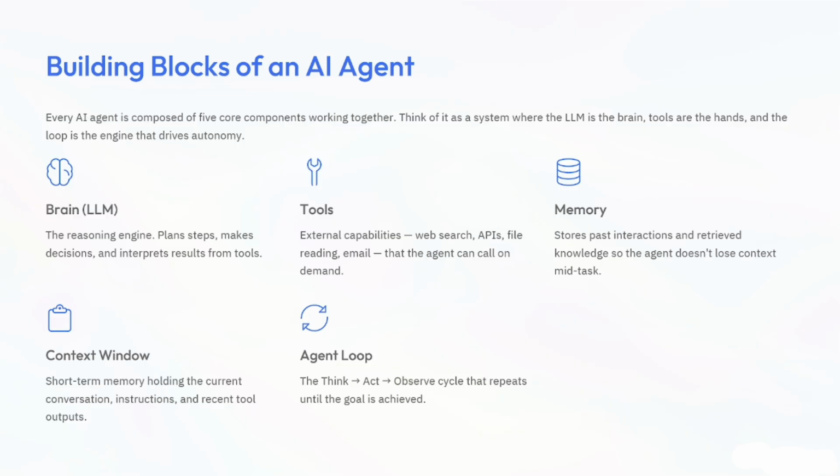Now the fourth one is the context window. This is the AI's short-term memory. It remembers your current conversation, recent instructions, and tool outputs, but only a limited amount of information. Then the last one is the agent loop. This is the engine, and it keeps repeating. It works like think, act, observe, think again, until the work is finished. This is a very important slide because I have covered the five core components which you should know about AI agents.